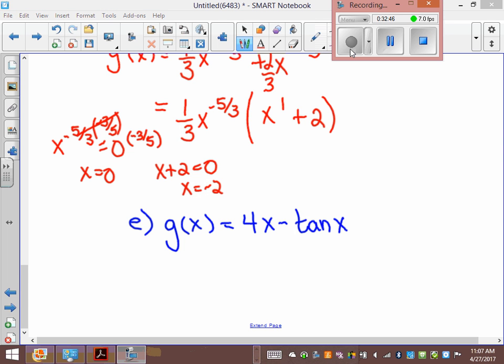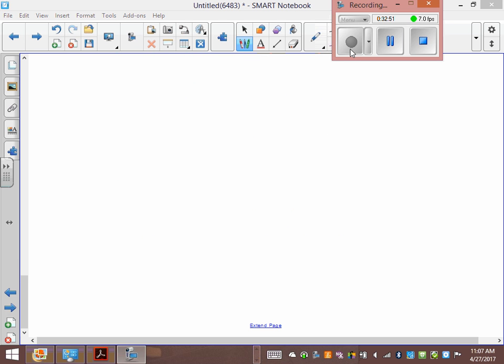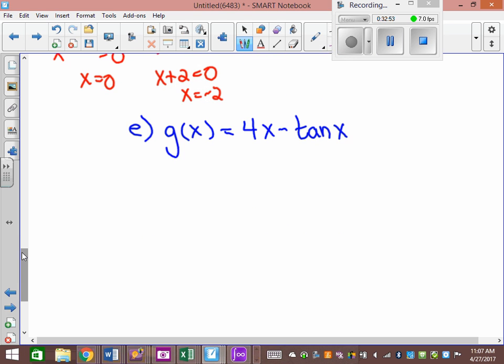So, when we do the derivative of this bad boy, you're going to get g prime of x. The derivative of 4x is 4. The derivative of negative tan x is negative secant squared x. Then I told you to get the critical numbers, you're going to set it equal to 0. So we have 0 equals 4 minus secant squared x.